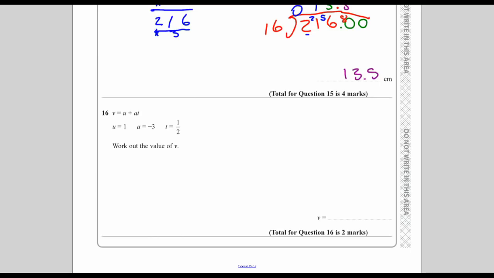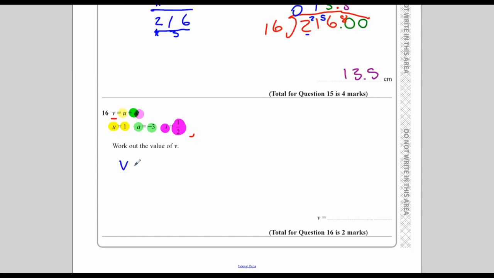V equals U plus AT. U equals 1, A equals minus 3, and T equals a half. Work out the value of V. So this is a substitution question, which means that anywhere you've got U, you're going to put 1 instead. Can you see U here? Anywhere you've got A, you're going to have minus 3 instead. And anywhere you've got T, you're going to have a half instead. Okay, so let's write this out and I'll show you what I mean.